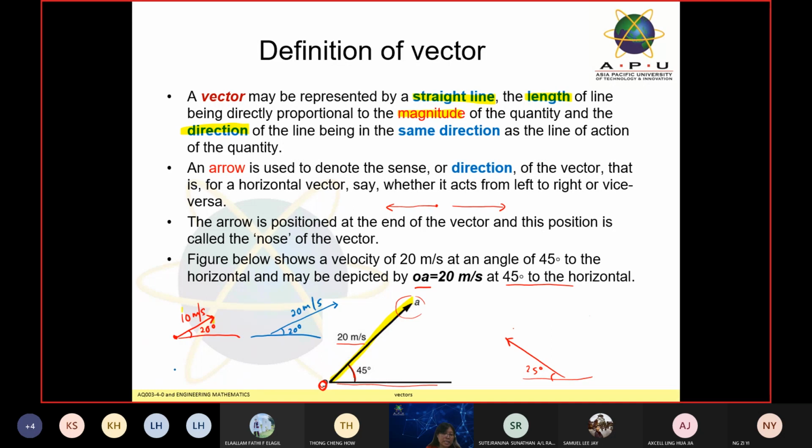So same thing if I have another vector, let's say this one is just half the length of the first one, with the same angle. That means this one represents 5 meters per second. So please take note: the value is proportional to the length.